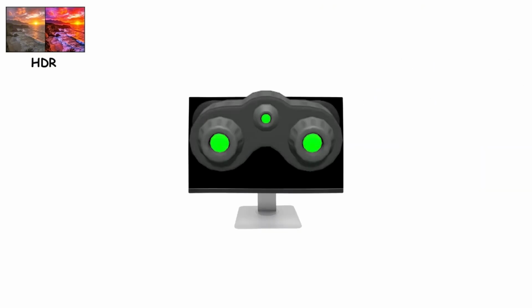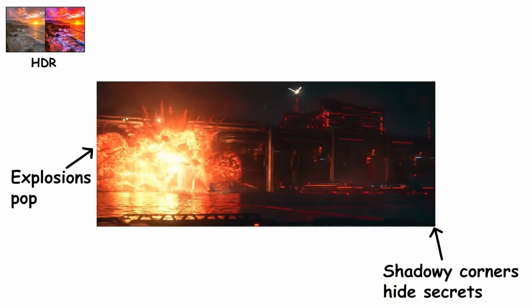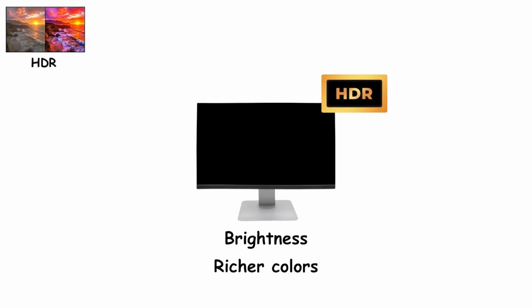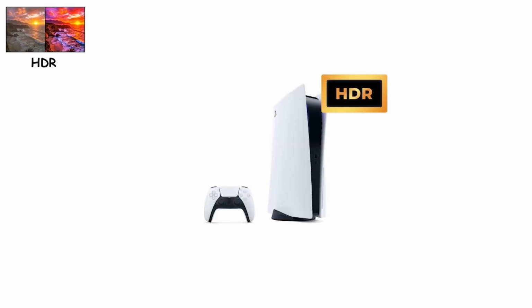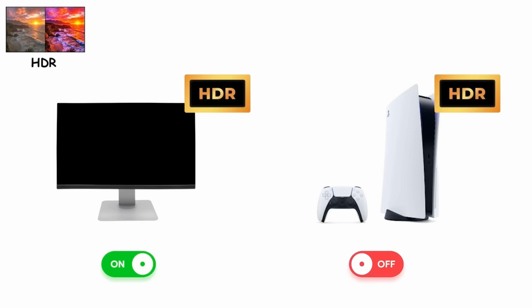Think of it as giving your monitor sunglasses and night vision goggles at the same time. Bright explosions pop without blowing up, and shadowy corners hide secrets instead of looking like muddy gray blobs. There are two parts: the display and the game. An HDR-capable monitor can physically show higher brightness, richer colors, and deeper contrasts. In-game HDR controls how the game outputs lighting to take advantage of that hardware. If one is on and the other isn't, the effect is limited.